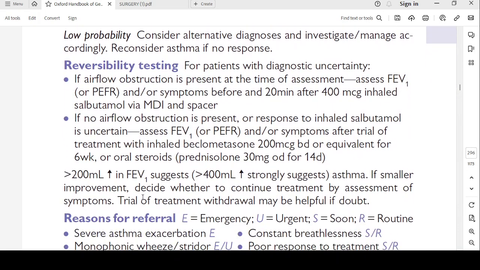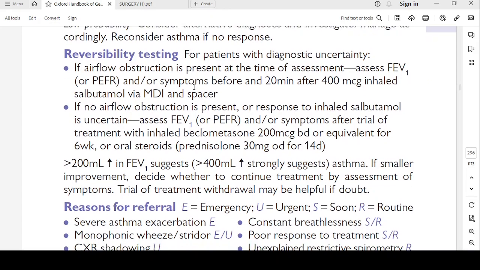Reversibility testing. For a patient with diagnostic uncertainty, if airflow obstruction is present at the time of assessment, assess the FEV1 and/or symptoms before and 20 minutes after 400 micrograms of inhaled salbutamol via an MDI and spacer. If no airflow obstruction is present or the response to inhaled salbutamol is uncertain, assess FEV1 or PEFR and/or symptoms after a trial of treatment with inhaled beclomethasone or equivalent for 6 weeks, or oral steroids, prednisolone, for 14 days.